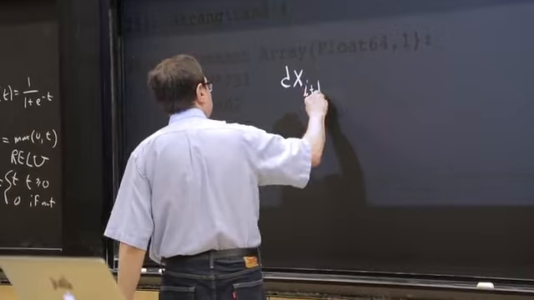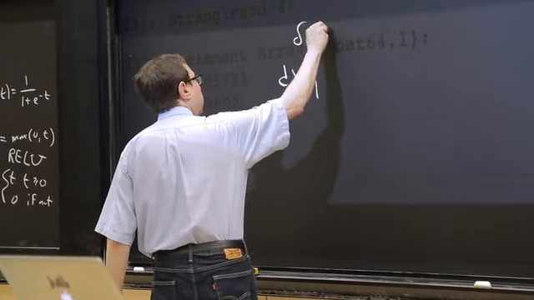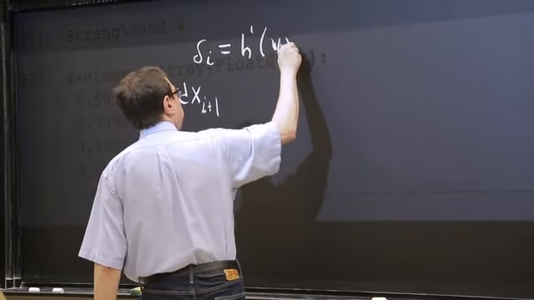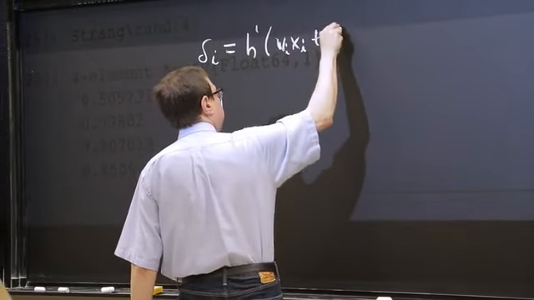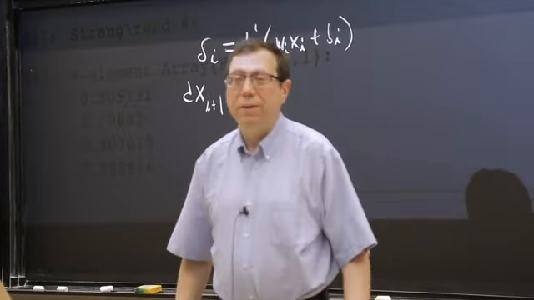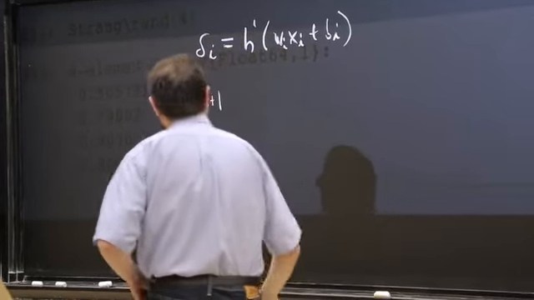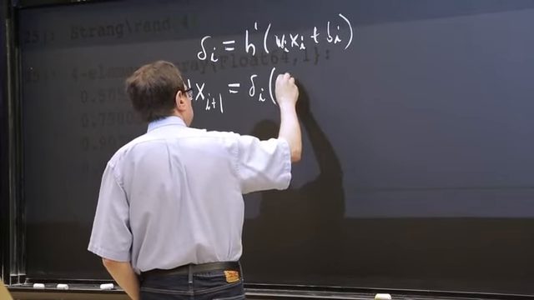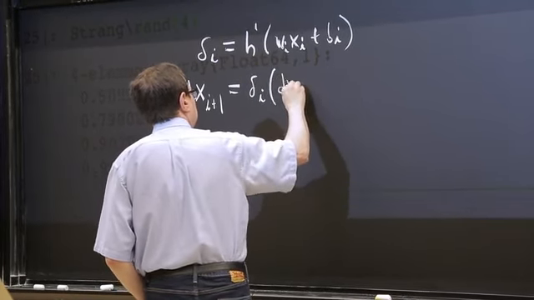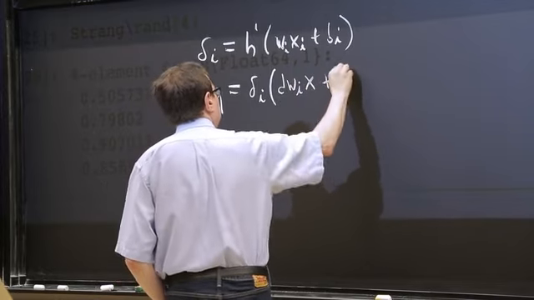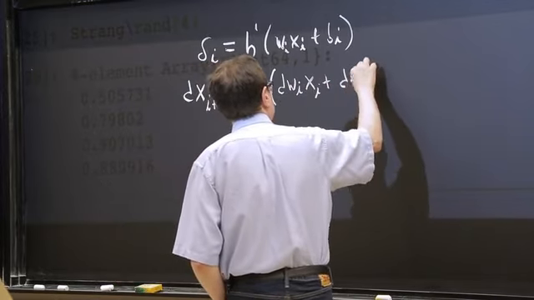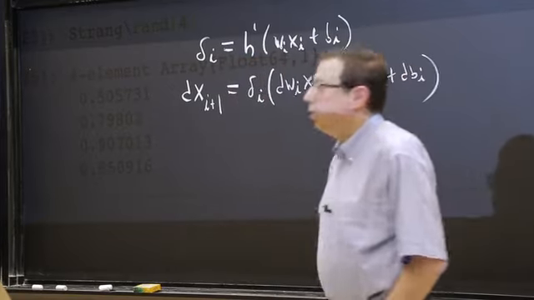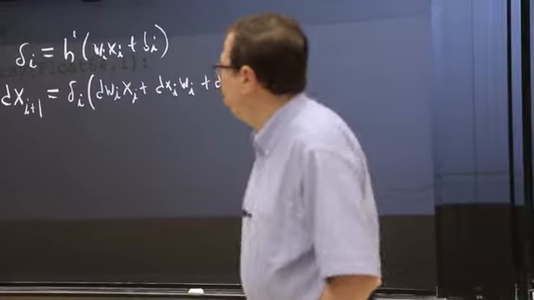Well, actually, let me use the usual notation. Let delta_i be h prime of w x_i plus b_i. Okay, so that's delta_i. And then you can see that dx_{i+1} is delta_i times (dw_i x_i plus dx_i w_i plus db_i). That would be the differential. So I'm almost done.